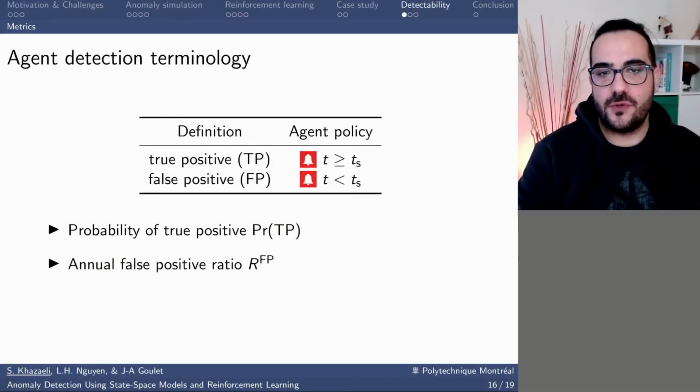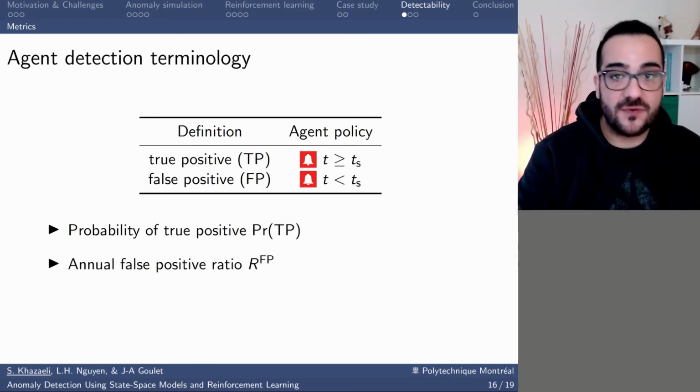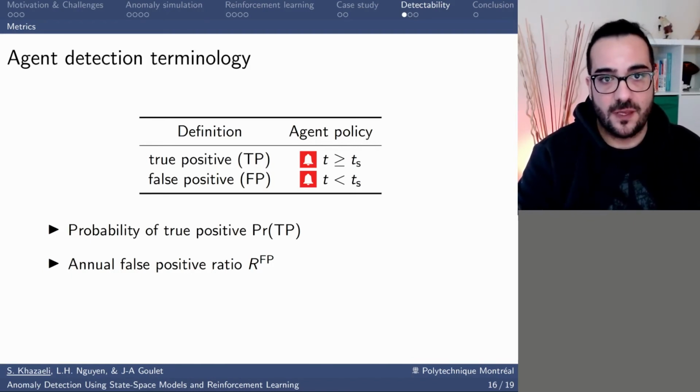Okay, before proposing the metrics to quantify the detectability, let's review the terminology of the two main types of detection. In this work, we define a true positive detection when the agent triggers an alarm at time t after the start of the non-stationary regime. And the false positive is defined when the agent triggers the alarm before the non-stationary regime starts. Given these two definitions, we introduce two metrics: the probability of true positive detection and the annual false positive ratio. Let's see how these two metrics work.